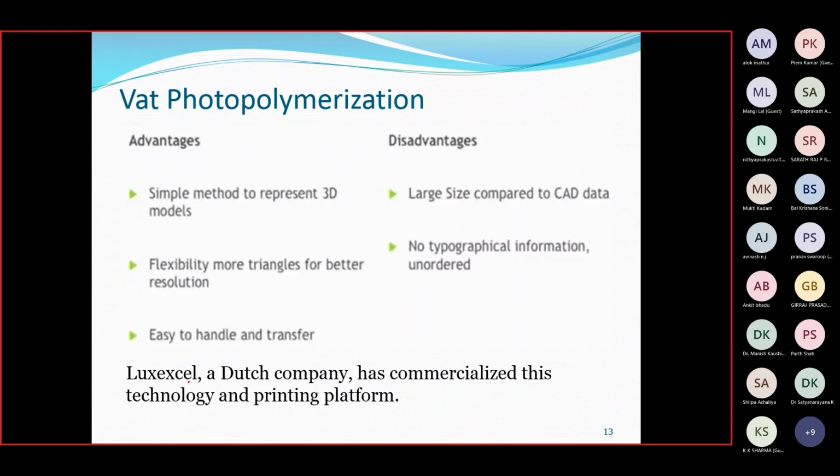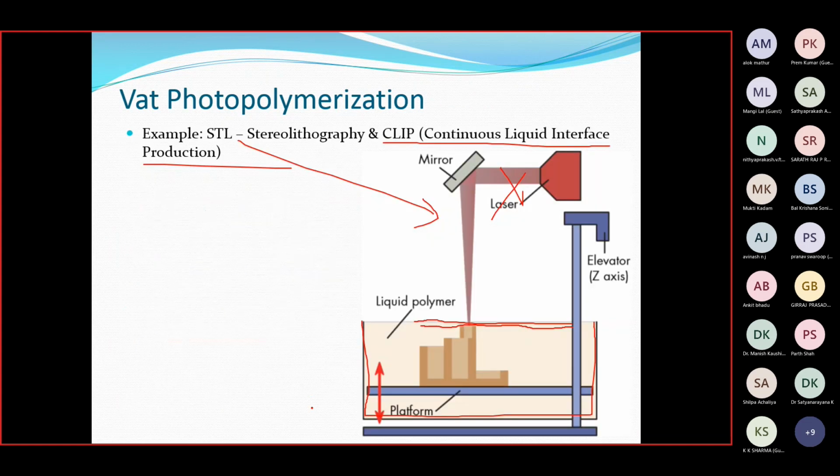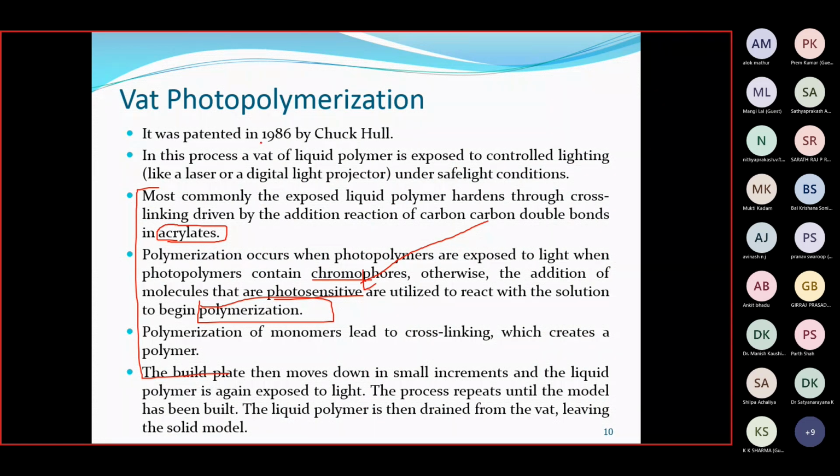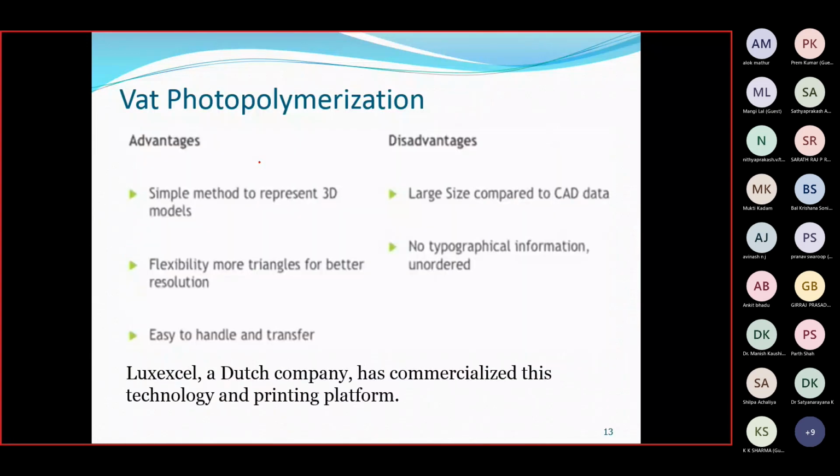Then there is a Dutch company, Luxexcel, which has commercialized this technology and printing platform after the patent of Chuck Hull expired, in 2002 or 2001 maybe. When the duration of the patent was completed, the Dutch company Luxexcel provided different types of printers in this technology. This is one very big company with lots of printers for 3D printing, and you can contact them if you require any printer that depends on wet photopolymerization.